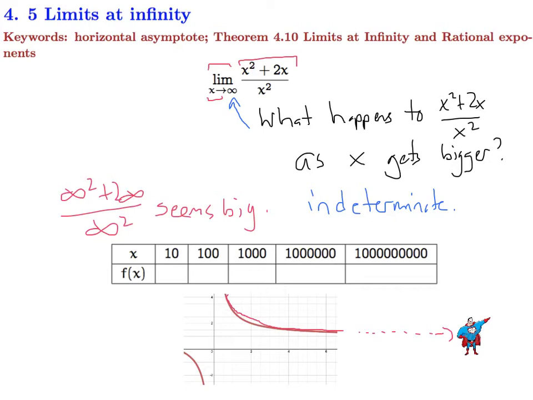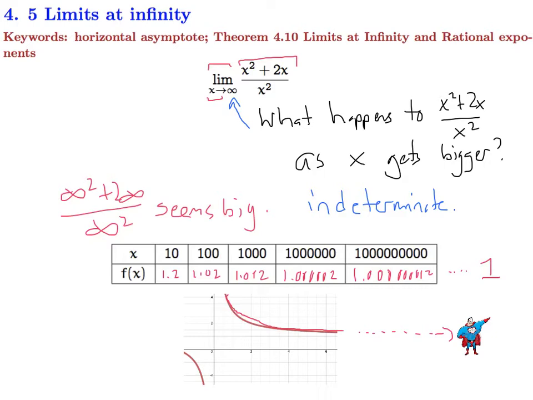Another thing we can do, of course, is look at the table to estimate what's going to happen, so we can put 10 into our function. If we put 10 in, we get out 1.2. If we put in 100, we get 1.02. If we put in 1,000, we get 1.002. If we put in 1,000,000, we get 1.000002. I think you can see where this is going. We're going to get a bunch of zeros if we put in 1,000,000,000 and 2. So it seems like we're getting closer and closer to 1.